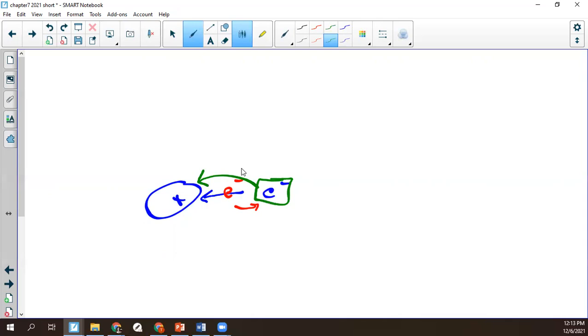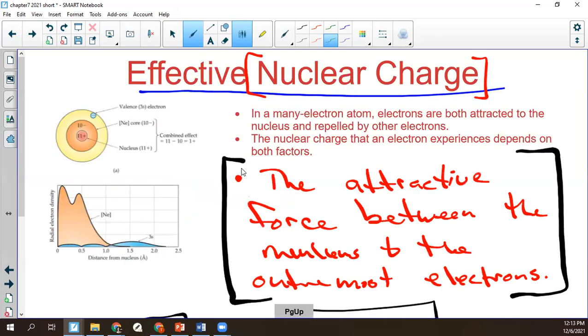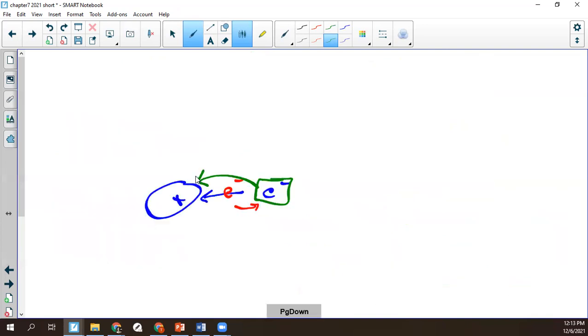You kind of with me? I know you're like, man, you're going fast. Well, I am trying to. Okay, so the nuclear charge an electron experiences depends on both factors. All right, now here is just the English version of what the effective nuclear charge is. It's the attractive force between the nucleus and the outermost electrons. It's how hard the nucleus pulls on the electron. But it's got to pull through a bunch of other electrons, so it's kind of tricky.